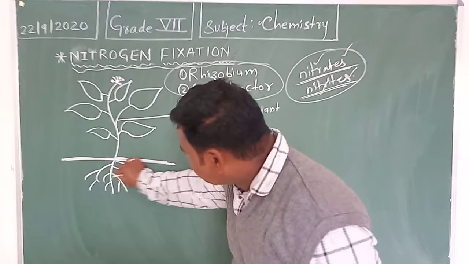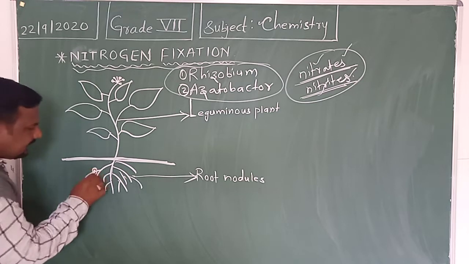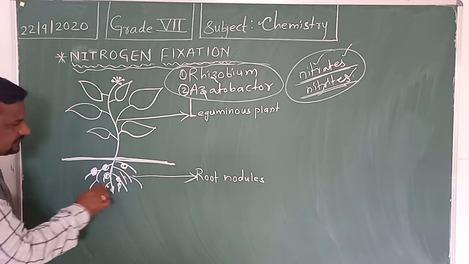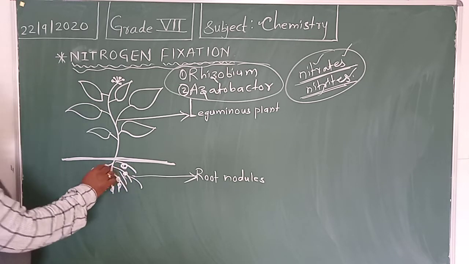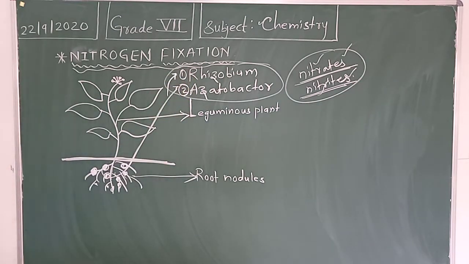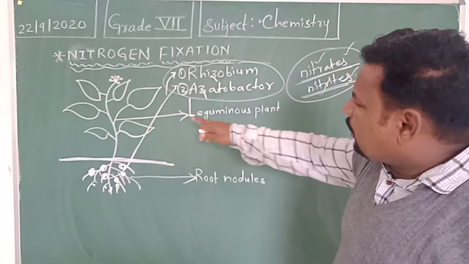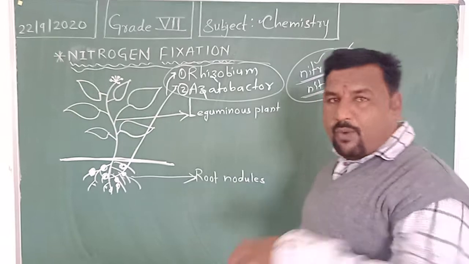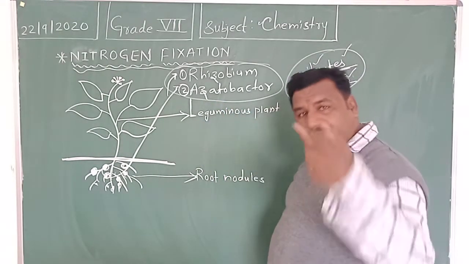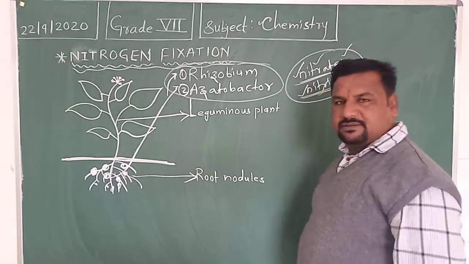These are the roots of the leguminous plants. On the root nodules of these leguminous plants, a few bacteria are present. The bacteria present on these root nodules we call nitrogen fixing bacteria, Rhizobium or Azotobacter. What do they do? They absorb the nitrogen directly from the air and further convert it into compounds of nitrogen, nitrates and nitrites.